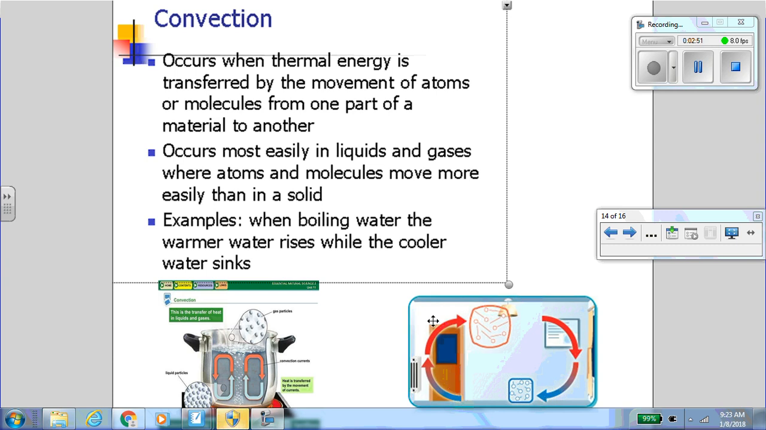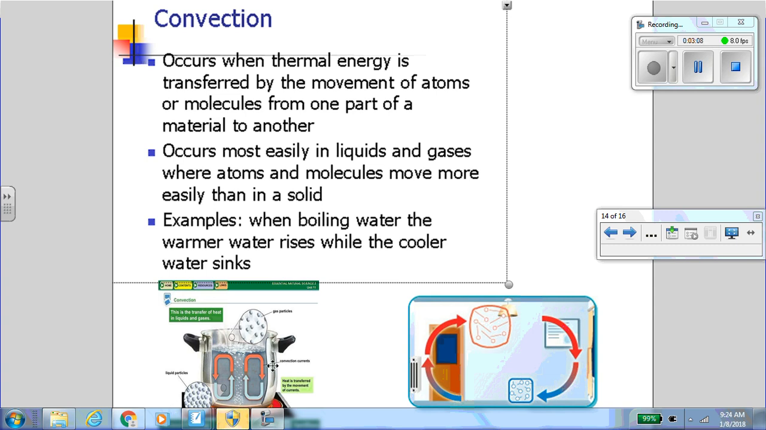This circulation of air is what we would call convection because you've got heat being transferred to the air in the room and it causes those particles to move around. The warmer ones will rise and the cooler ones will sink. The warmer ones rise because they're less dense, and then the cooler ones will sink because they're more dense.